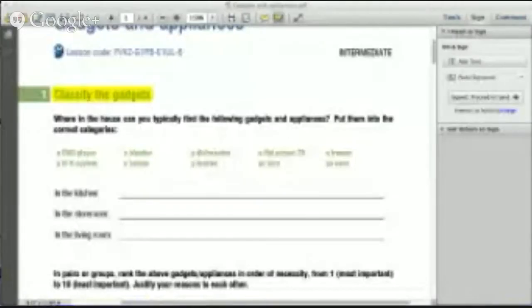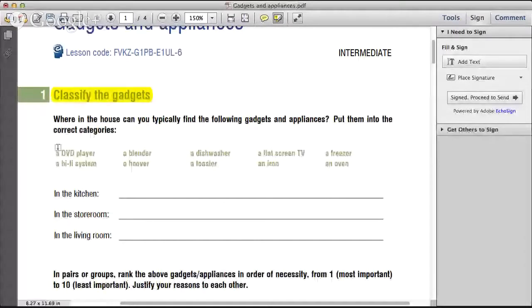Let's start off with Ismail. Our first one here: a DVD player in the living room. Very good. Yes, we would find this in the living room. And what would the DVD player be connected to? The DVD player is connected to the TV set. Yes, it's usually connected to the TV set, right?